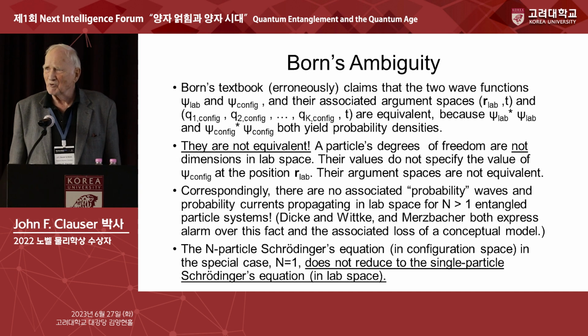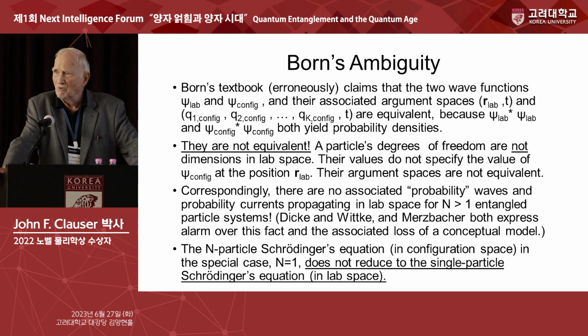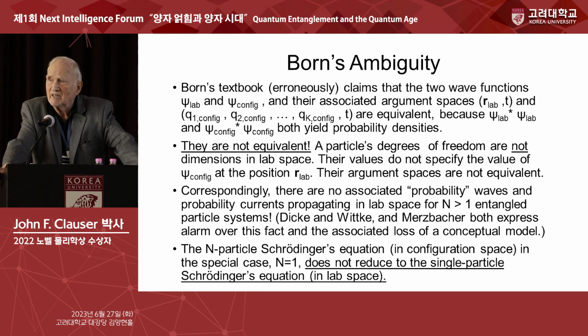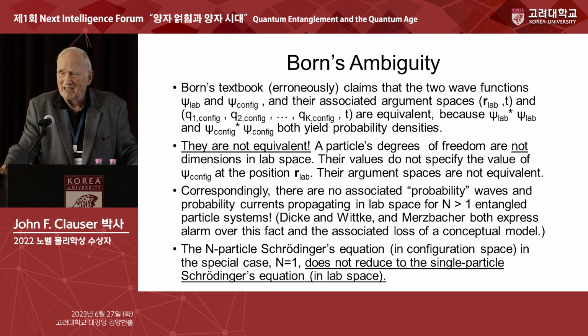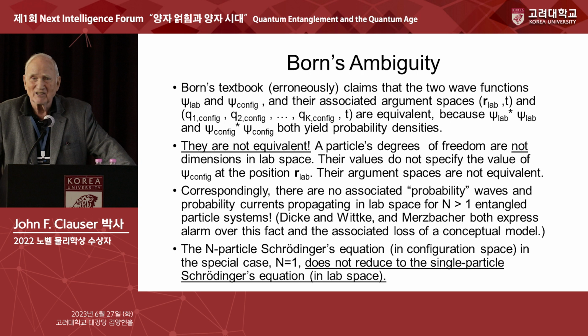How is it possible that we had these two different schools? The tricky bit was that Born produced what I will refer to as Born's ambiguity. He, in his book, and publicly apparently in lectures, said these two spaces are the same. Gee, they sure look the same. They both have an XYZ in them. But they are not equivalent. Very different spaces. Correspondingly, there are no probability waves in configuration space. Dickey and Witke and Merzbacher both noticed this fact with great alarm, but that's as far as they got.